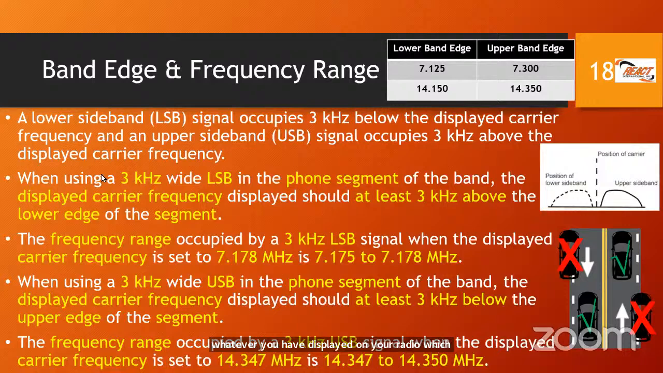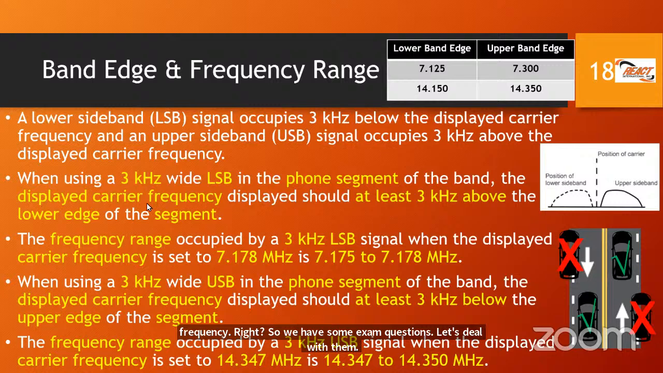So we have some exam questions. Let's deal with them. When transmitting a 3 kilohertz wide lower sideband signal in the phone segment, remember the phone segment of the band is voice, the displayed carrier frequency, what that simply means is what you see on your radio, should be at least 3 kilohertz above the lower edge of the segment.